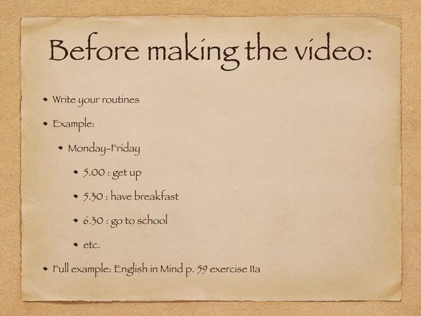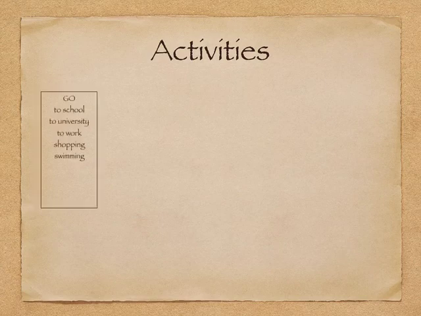Okay, right. Next, about the activities. What kind of activities can you talk about in the video? When we are talking about activities, we use what we call a verb. The first verb we can use is go. With the word go, you can make a sentence, or you can talk about activities. For example, go to school, or go to university, or go to work if you have a job.